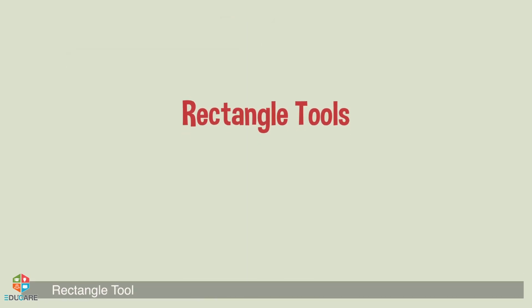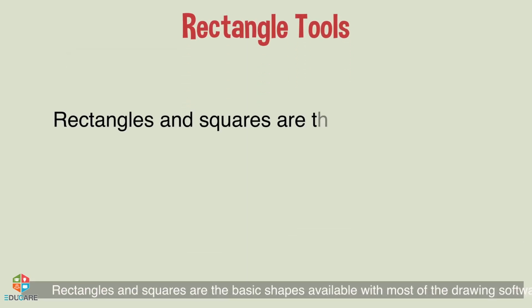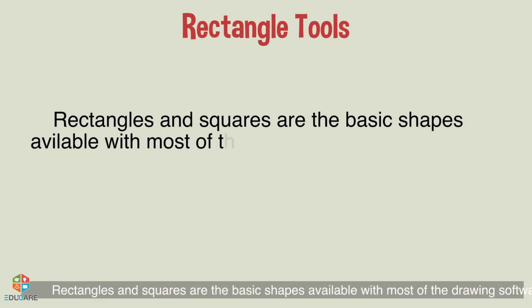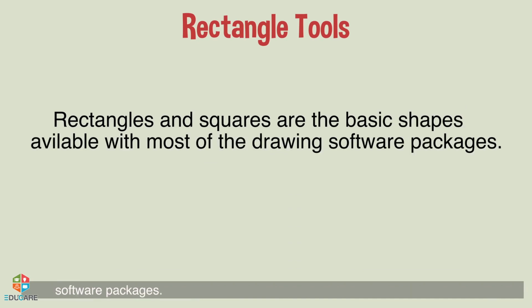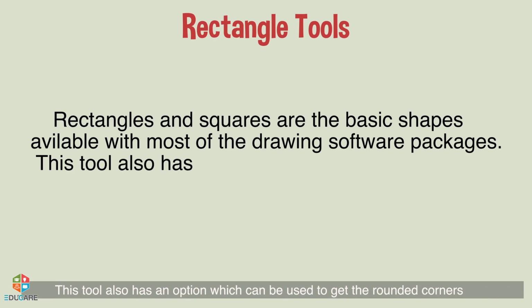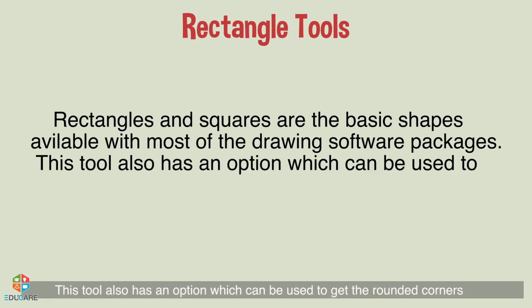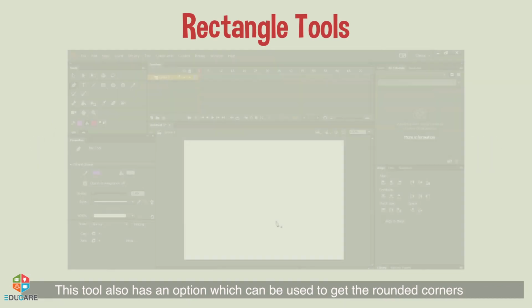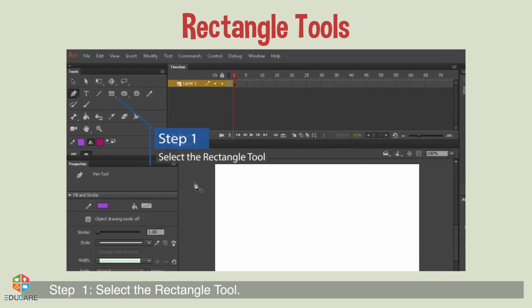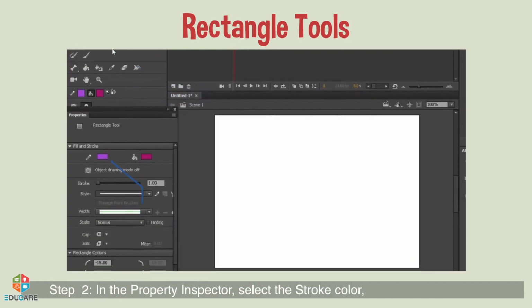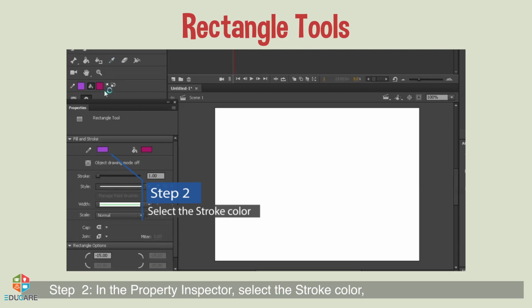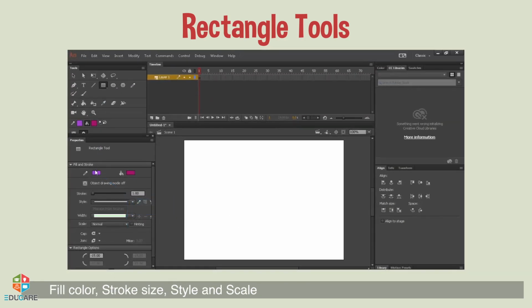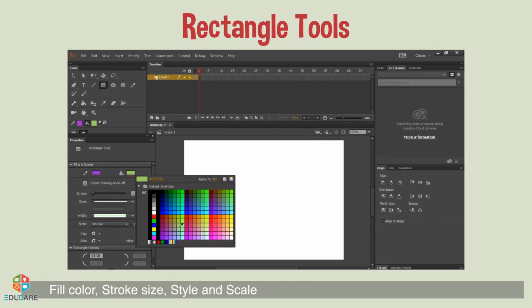Rectangle tool. Rectangles and squares are the basic shapes available with most of the drawing software packages. This tool also has an option which can be used to get the rounded corners. Step 1. Select the rectangle tool. Step 2. In the Property Inspector, select the stroke color, fill color, stroke size, style and scale.